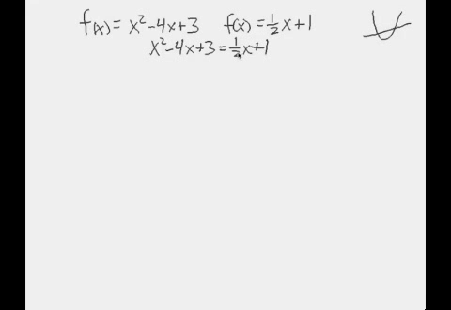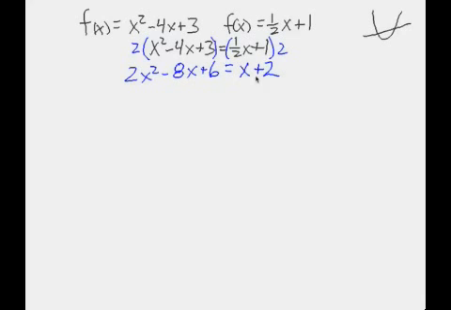All right, now I got a fraction, so I'm going to go ahead and clear out my fractions by multiplying through by whatever the common denominator of all my fractions would be. Well, in this case, it's going to be 2. So I'm going to multiply each side of this equation by 2 and distribute it out. So I'm going to have 2x squared minus 8x plus 6 equals x plus 2.